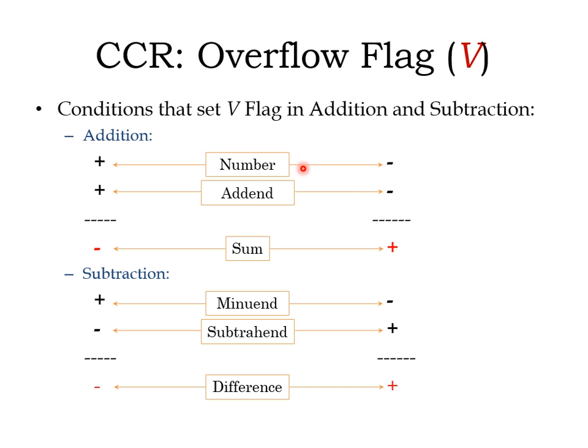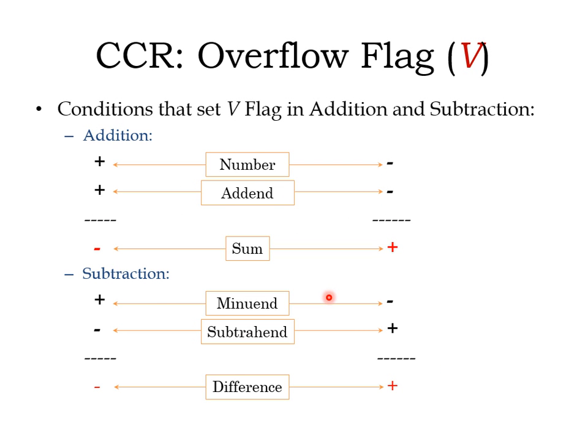So again, if you remember, in case of addition, the V flag is set when both numbers are positive but the sum is negative, right? Meaning if you are adding two numbers and both numbers are negative but the sum is positive, these are the cases when the V flag is set in case of addition.